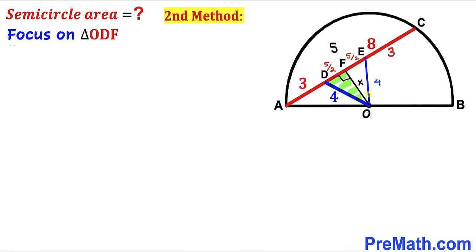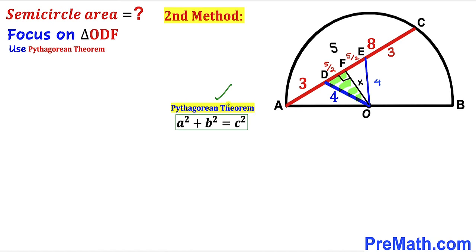And here's our next step. Let's focus on this tiny right triangle ODF. And we are going to apply the Pythagorean theorem on this triangle. And here's our Pythagorean theorem: a square plus b square equal to c square. And in our case, our hypotenuse is 4, whereas our two other legs are x and 5 divided by 2. So therefore, let's go ahead and fill in the blanks in this Pythagorean formula. So we got x square plus 5 divided by 2 whole square is going to be equal to 4 square.